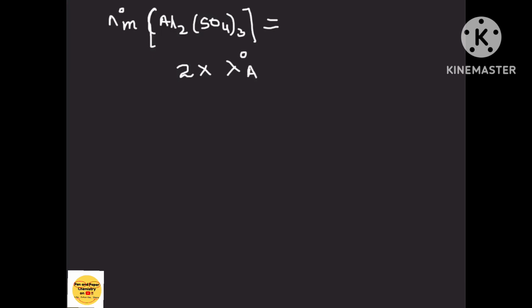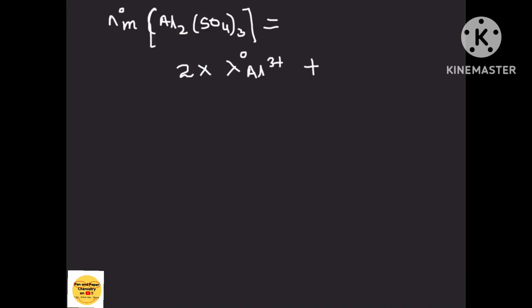So supposing you have to write the expression for the limiting molar conductivity of, let's say, aluminium sulfate, Al2(SO4)3, how will you write it in terms of ionic conductance? Yes, it will be twice the ionic conductance of aluminium. Don't forget the naught sign on top, indicating that it's the limiting value.